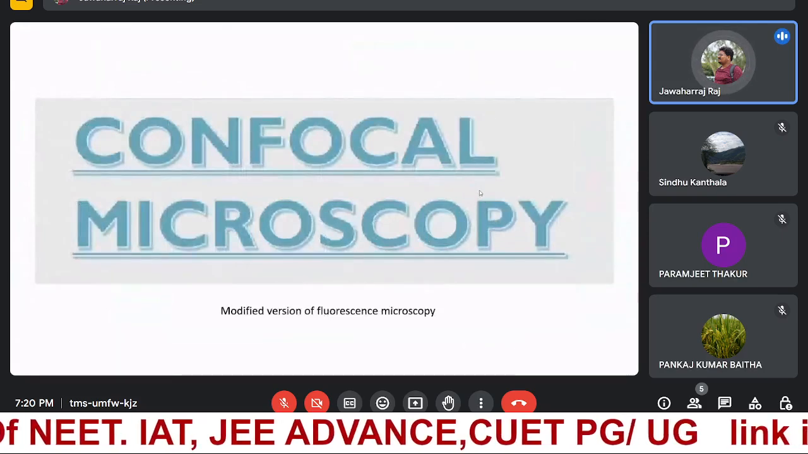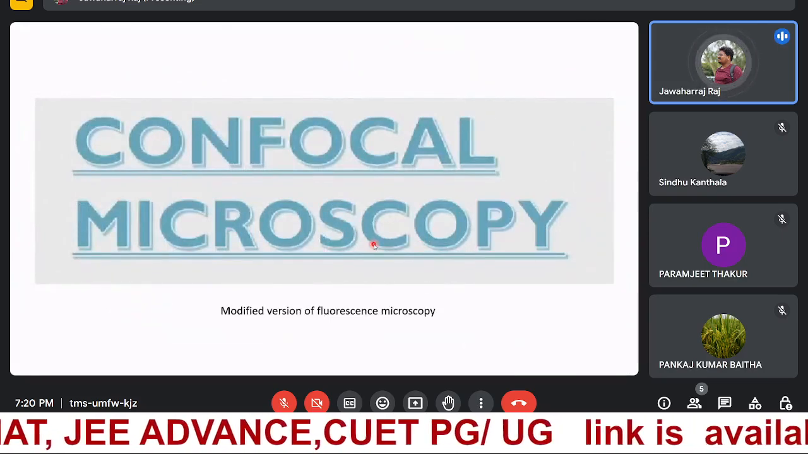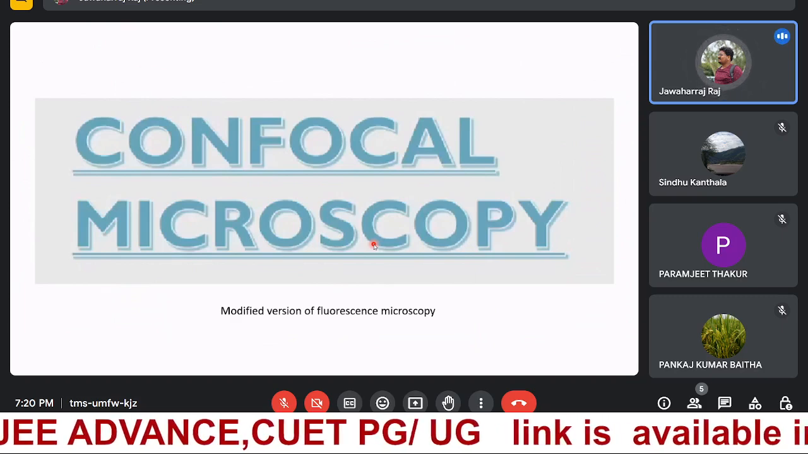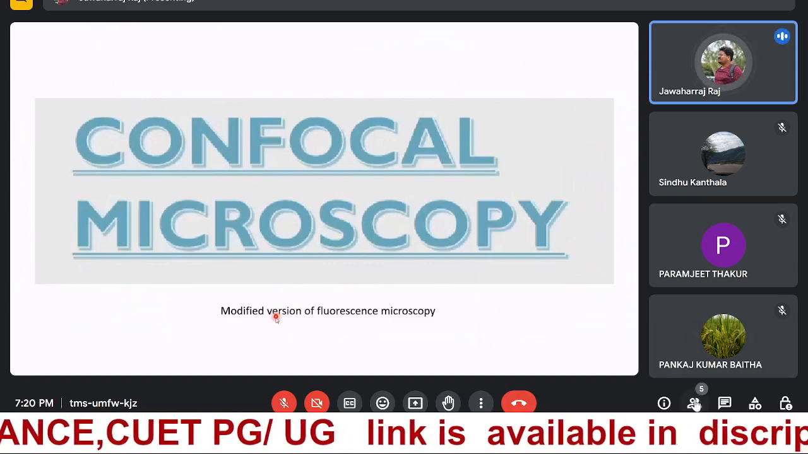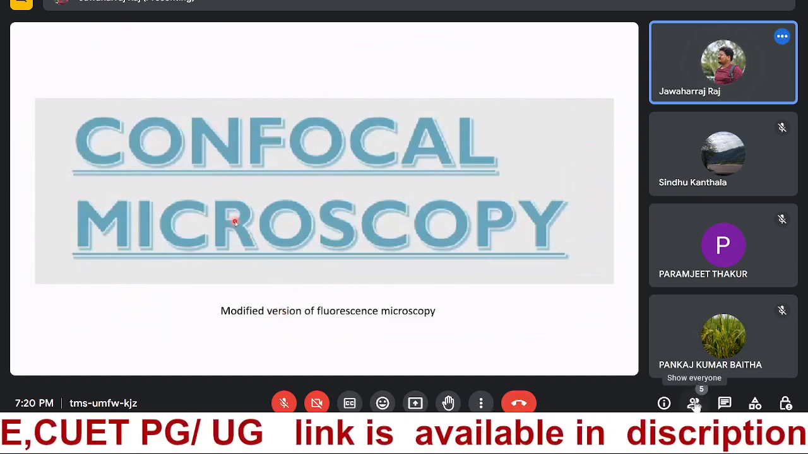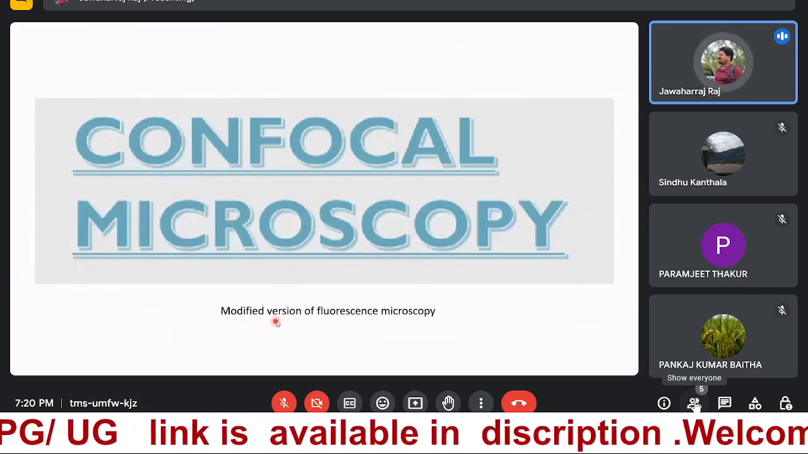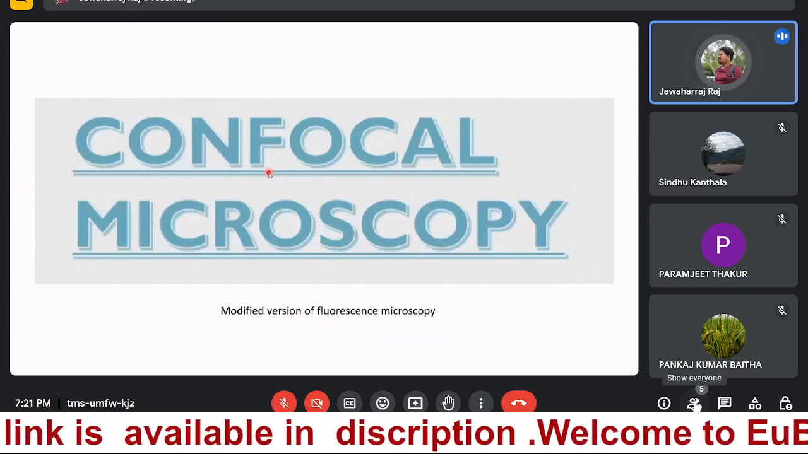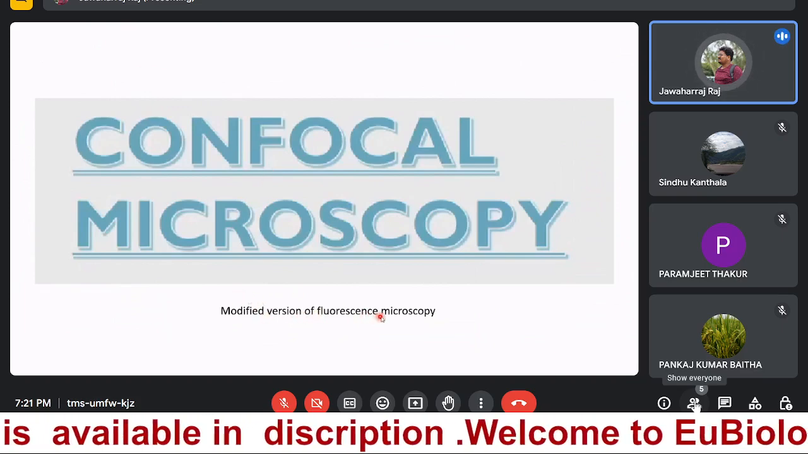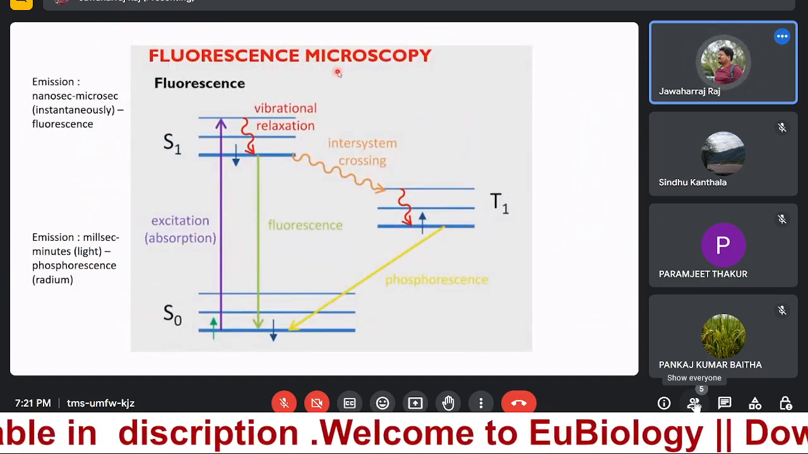As I have already discussed in the last class about confocal microscopy, it deals with the excitation and emission of the atoms. Now, coming to confocal microscopy, it is the modified version of fluorescence microscopy. Now, what is fluorescence microscopy?